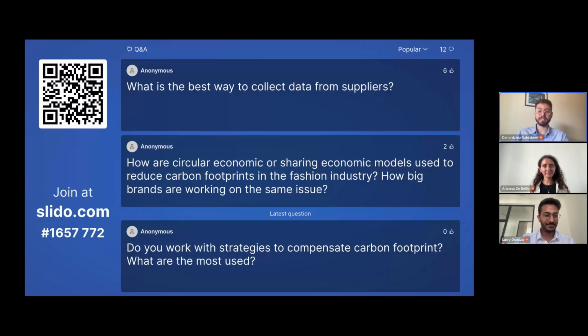Brilliant. Thanks, Larry. And not only does it improve the accuracy, but it allows you to make better business decisions. So I will cover the one on regulations.